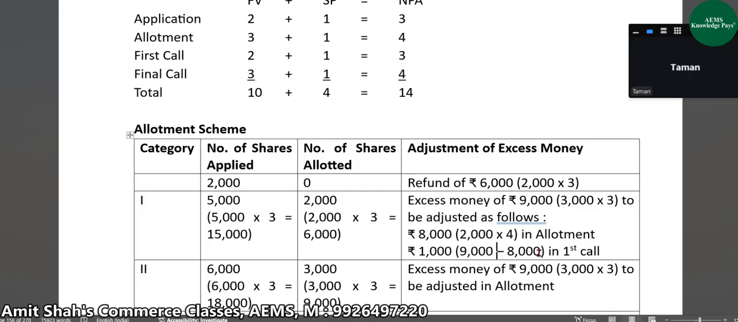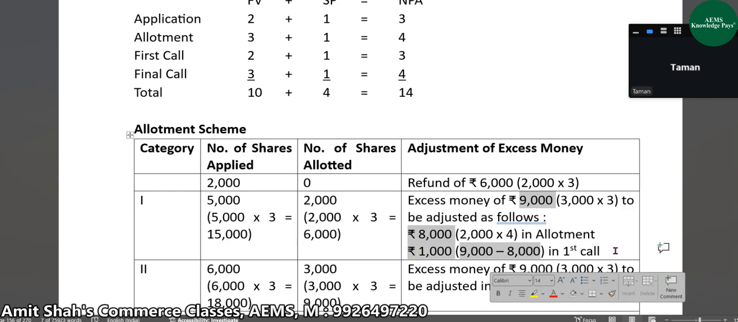Okay, sir. Now the same thing, 2,000 into 3 of first call, we cannot write here because that will give 6,000. But we do not have 6,000 here with us. We are left only with 1,000. So we have presented 1,000 here as excess 9, out of which 8 has been used in allotment. So the remaining is 1,000. Clear? Yes, sir.